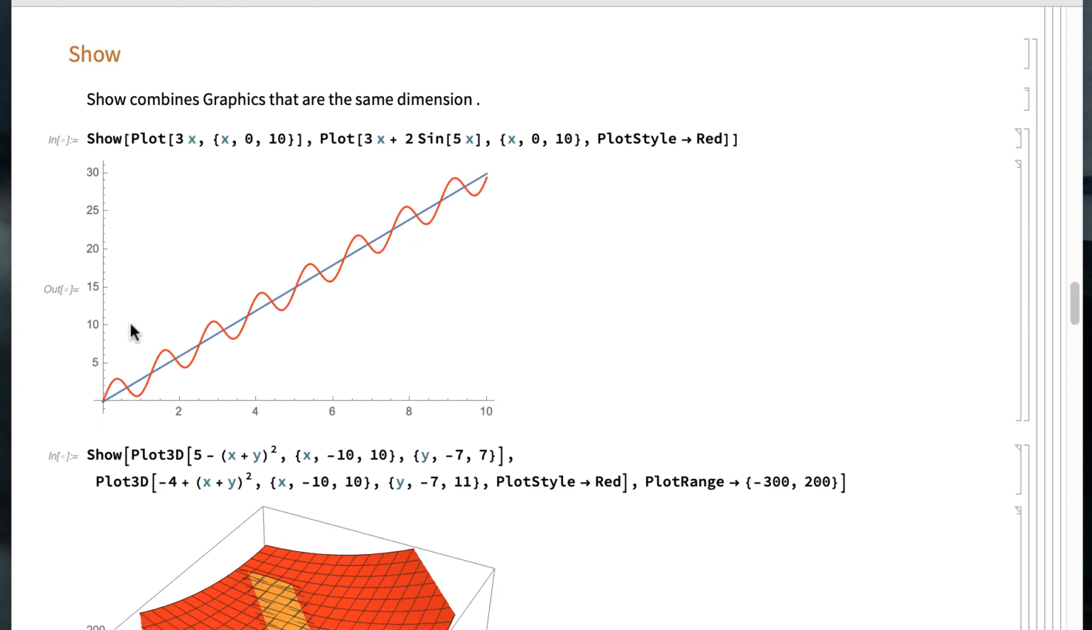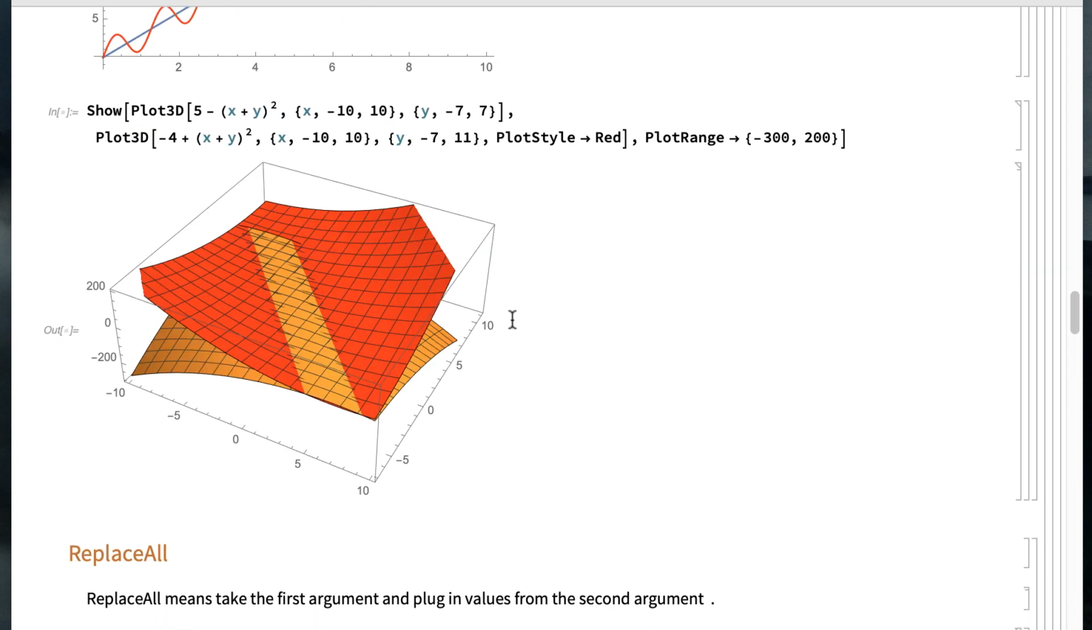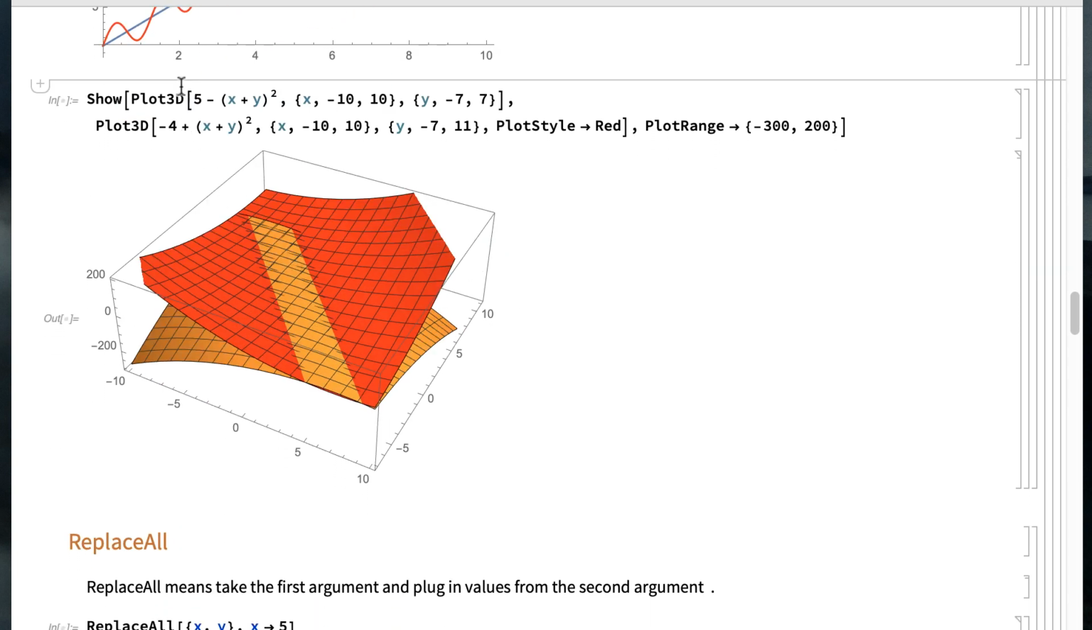There are lots of graphics objects in the Wolfram language, and sometimes we want to overlay one over the other. The command Overlay can help you do that, but really the better way to do it for now is Show. Show just says take two graphics objects that are of the same type. Here's a plot, here's another plot, and put them over each other. We can do it with 3-dimensional plots as well. Here's one 3D plot, here's another 3D plot, and overlay them.